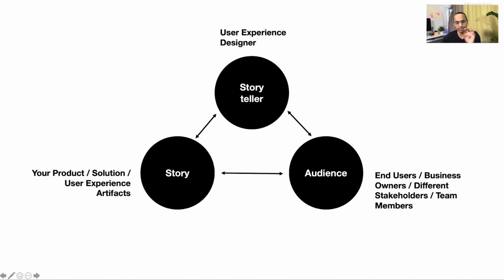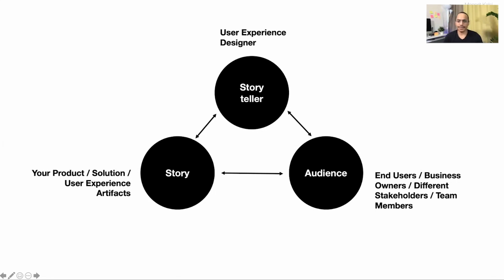Now what is the relationship of the storytelling triangle in design? So in design, this is how it looks. Basically, the story is your product, your solution, your different artifacts. Throughout the UX process, throughout the design process, we create a lot of different artifacts and we present them, and we try to tell a story or explain what we learned and how we are going to use that learning in improving or creating the product. So that is the story. Your product is the story, your solution is the story, your artifacts are the stories.